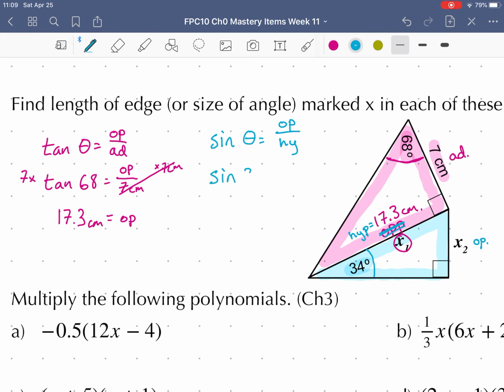So sine of 34 is equal to our opposite side, we don't know, over our hypotenuse, which is 17.3. Times this side by 17.3, so we times this side by 17.3 as well. These will cancel out, and our opposite side will just be 17.3 times sine of 34. Now I kept the more precise number in my calculator, so I just times it by sine of 34. I get 9.7. So this is equal to 9.7 centimeters. We found out x sub 1 and x sub 2.